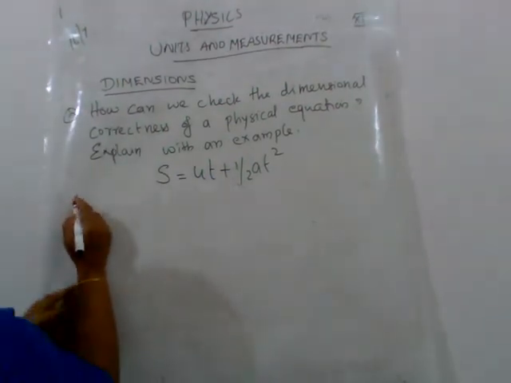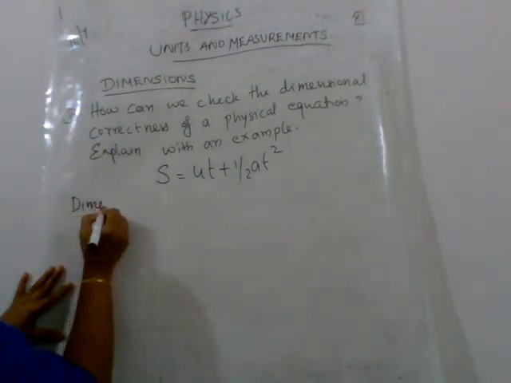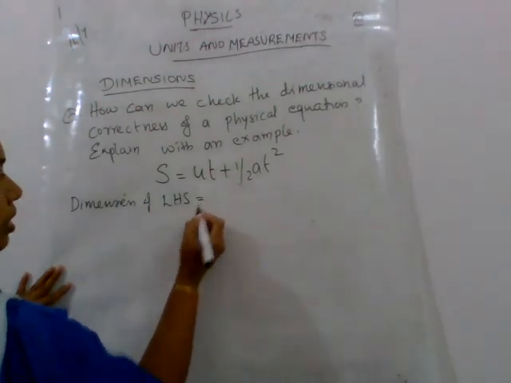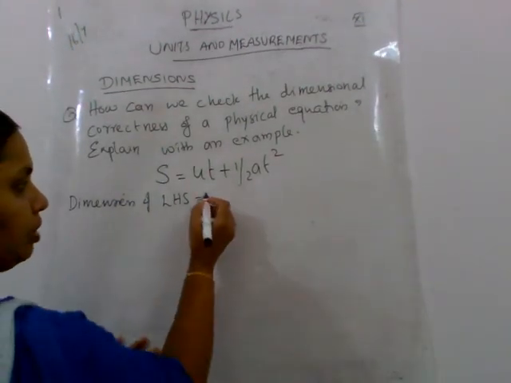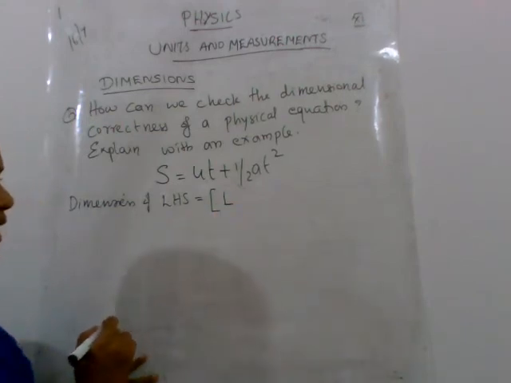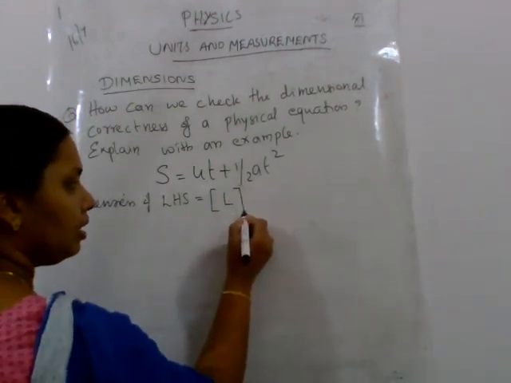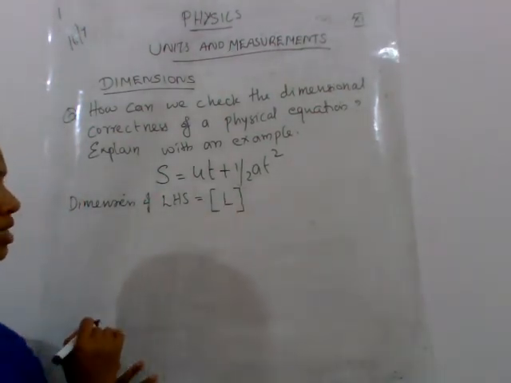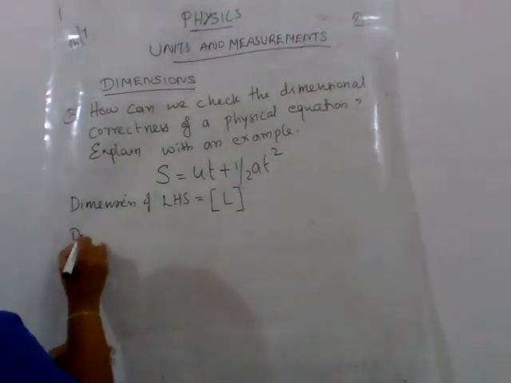So we have to verify on the basis of dimensional analysis. So we can write the dimension of LHS. So what is the dimension of LHS? It is distance. So it is length. Isn't it? So we can write it is L. How many lengths are there? Only one. So it is L only. The power is 1. Then dimensions of RHS.